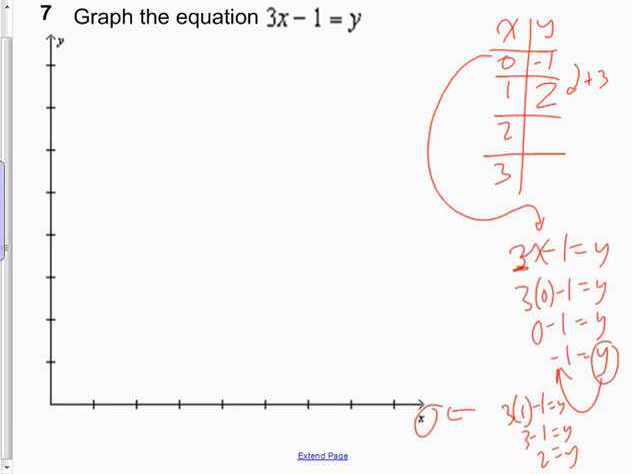What's the next one going to be? It's going to go up by 3. And here it's going to go up by 3. That's going to be 8. So when I graph the equation, I just have to choose those.